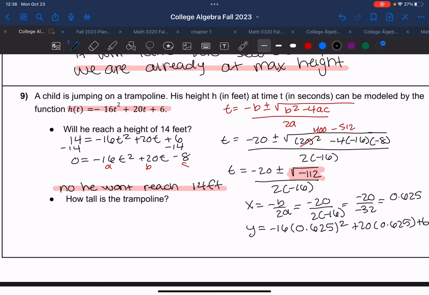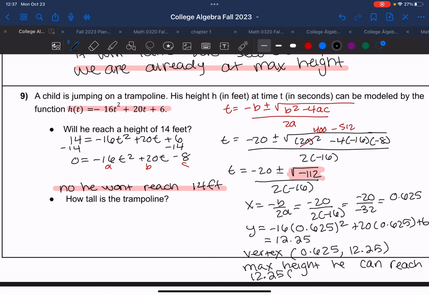Okay, so plugging in that 0.625, we get a maximum height of 12.25, meaning the vertex here is 0.625, 12.25, meaning the maximum height he can reach is 12.25 feet. So this is another way to prove that he would not reach 14 feet because our maximum is 12.25.